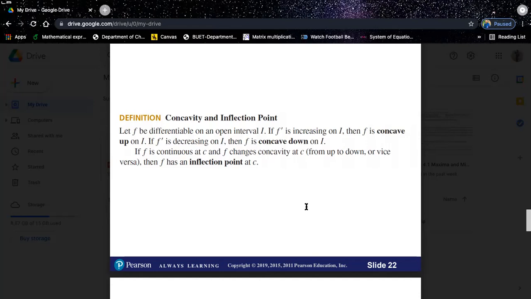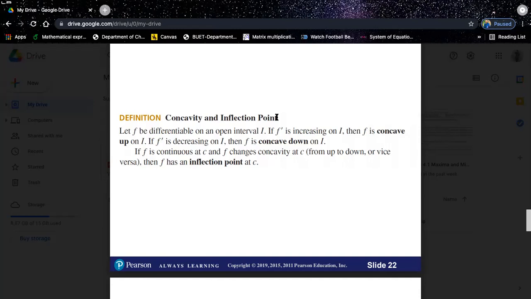So let's try to understand what the definition says, and hopefully we'll be able to convince ourselves by eyeballing the graphs, okay? The definition says, if the function is differentiable on an interval I, and if the first derivative is increasing on I, then the function is concave up on that interval. And if the first derivative is decreasing, then the function is concave down.